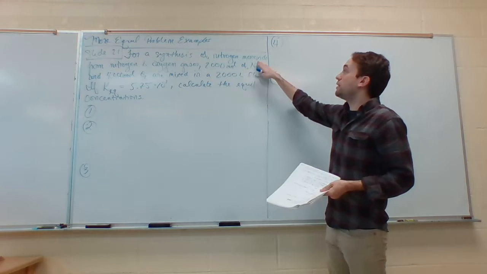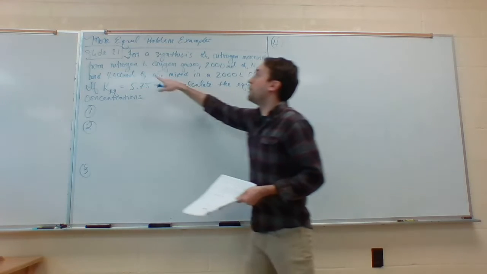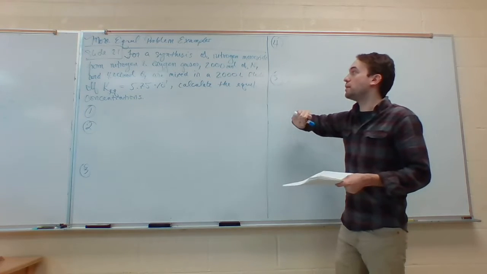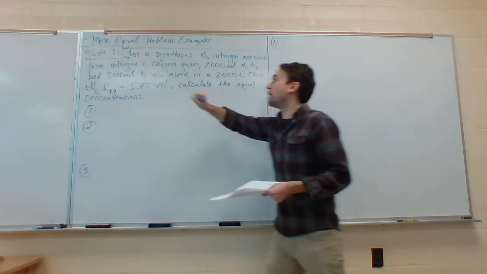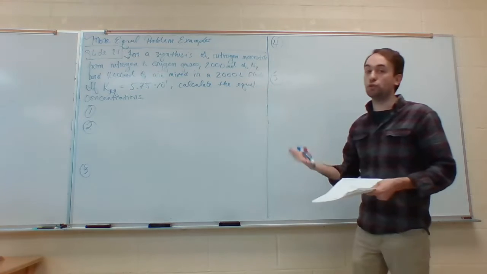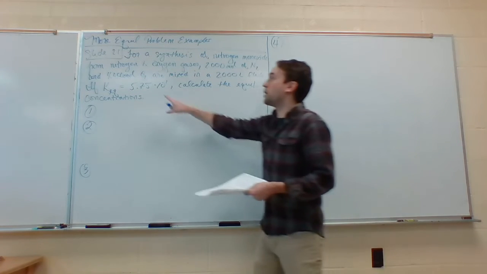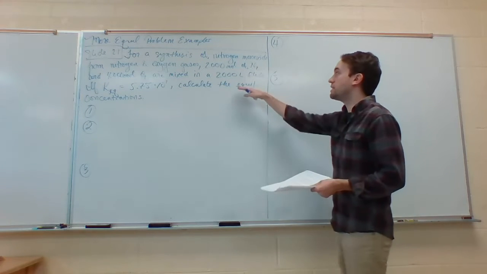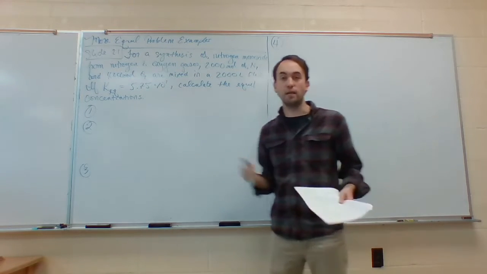All right, starting on slide 21, here's the example. For a synthesis of nitrogen monoxide, where we combine nitrogen and oxygen gases, we use 2 moles of nitrogen and 4 moles of oxygen, and we mix them in a 2-liter flask. If our equilibrium constant is 5.75 times 10 to the first, let's calculate the concentrations at equilibrium.